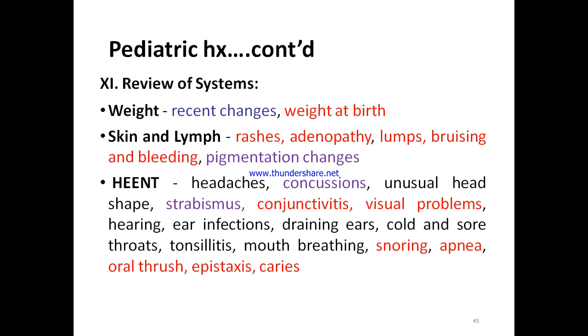In pediatric history, the review of systems is important: weight and recent change, weight at birth; skin and lymph nodes, rash, adenopathy or swelling of glands, limbs, bruising and bleeding, pigmentation changes in the skin; head, headache, concussions, unusual head shapes like box-like structures; eyes, conjunctivitis, visual problems; hearing, ear infection or draining ears; cold and sore throat, tonsillitis, nose bleeding, and so on.